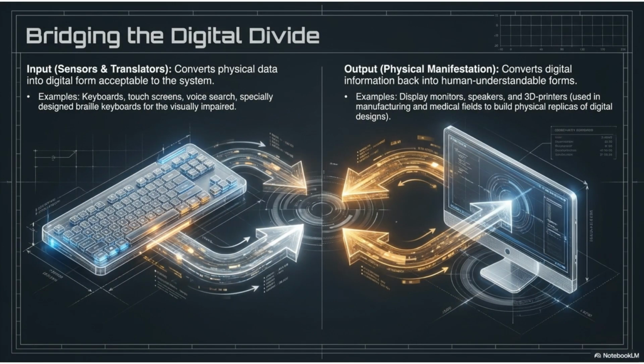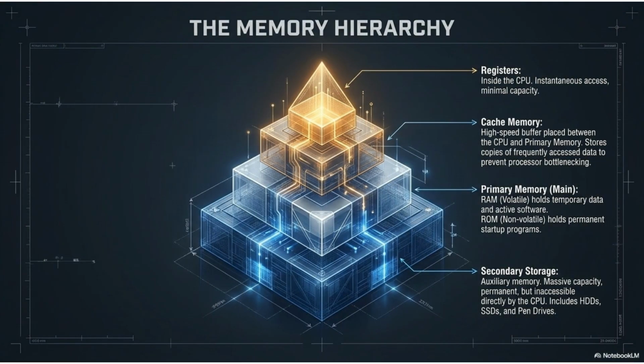Input and output devices bridge the digital divide. Sensors and translators convert physical data into a digital format the system can understand, while output devices turn processed digital information back into forms we can interact with, such as screens or 3D prints. To manage speed and capacity, computers use a memory hierarchy. This ranges from lightning-fast registers inside the CPU and cache memory, down to primary RAM and massive, permanent secondary storage devices like SSDs and hard drives.